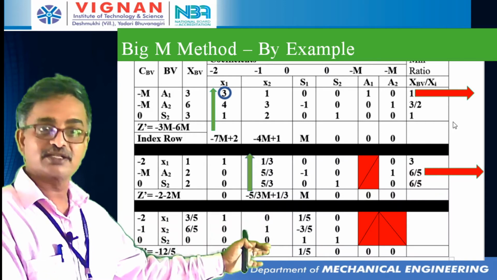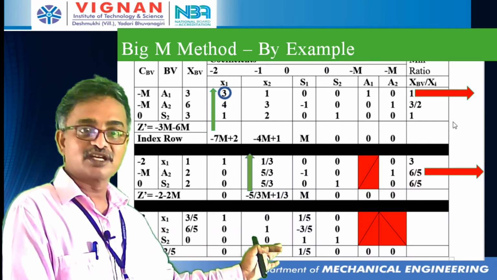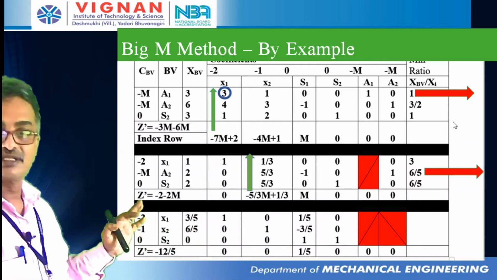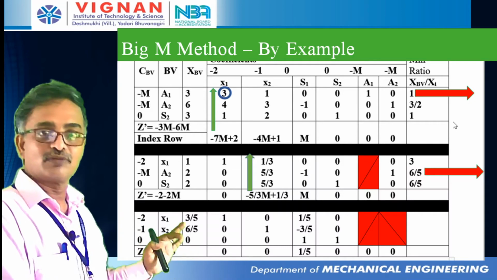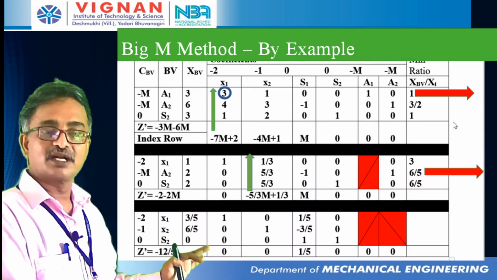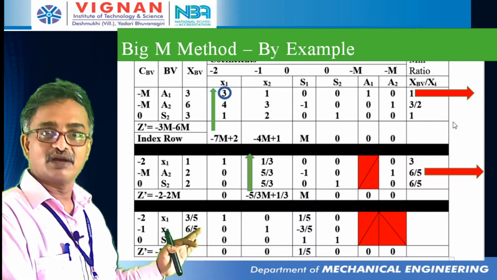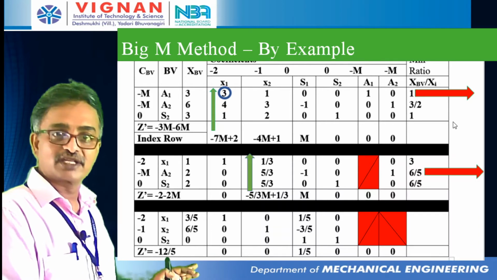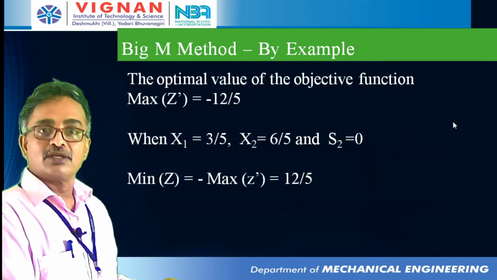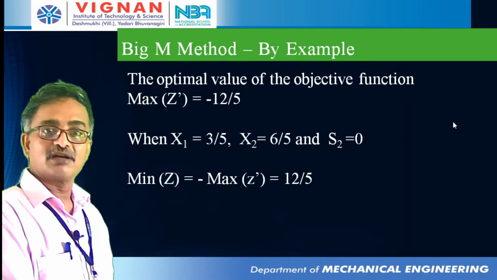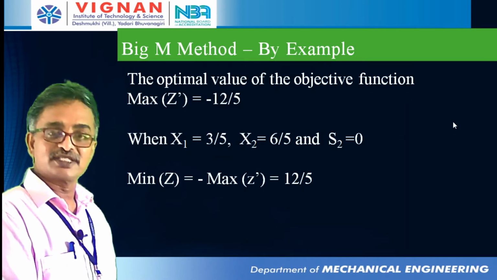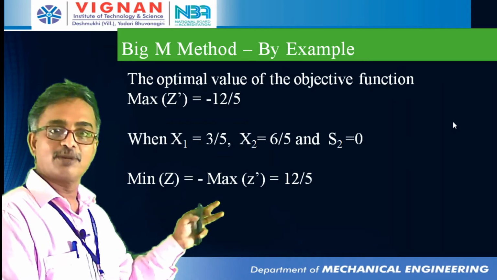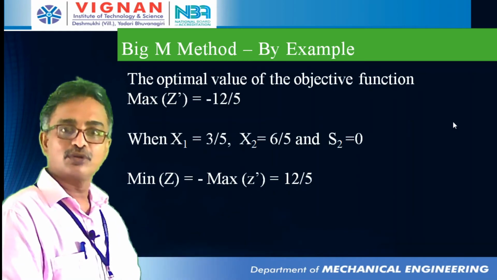For that, the value which comes here is negative 1 by 5, that is a positive, an indication that this is the final table with the optimal decision, and that generates the optimal value for your objective function, that is z dash equal to minus 12 by 5. So the optimal value of this objective function is maximum z dash, which is minus 12 by 5, but we are interested in minimum z. Therefore minimum z equals minus maximum z dash, which is equal to 12 by 5.